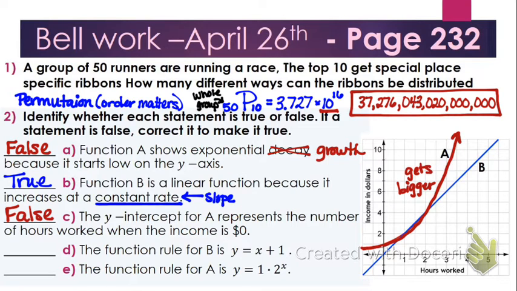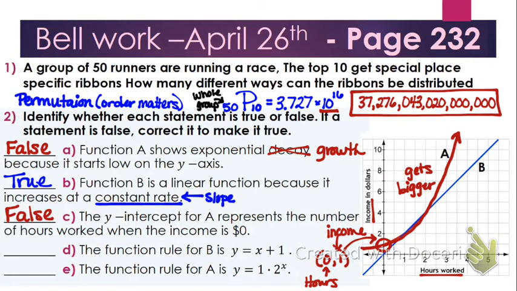Let's go look at the y-intercept. That would be right here, right? What's that ordered pair? 0, 1. And what's being represented on the x-axis? Hours worked. So the x part of the ordered pair, that's the hours. The y part of the ordered pair means what? That's the income, because that's what our y-axis represents.